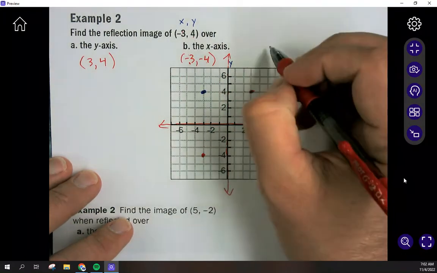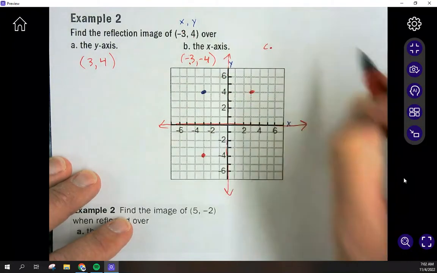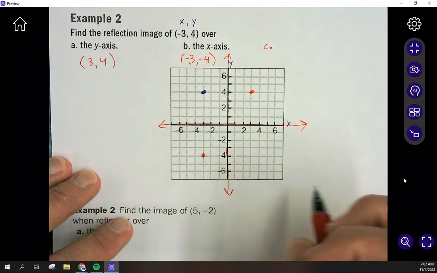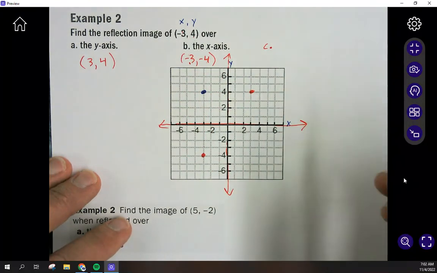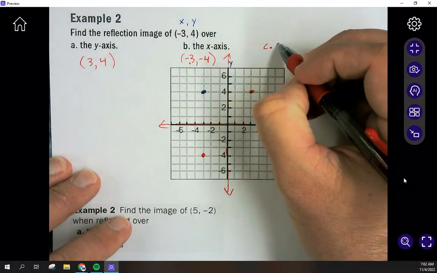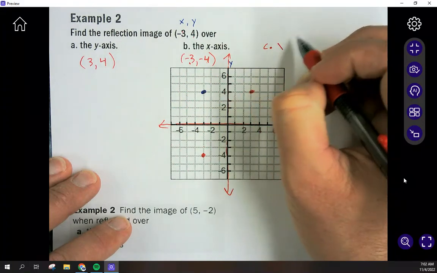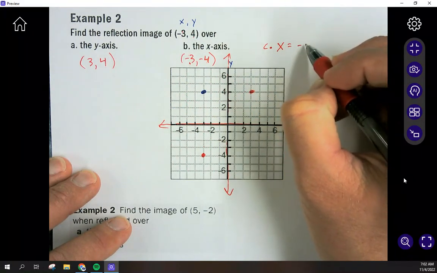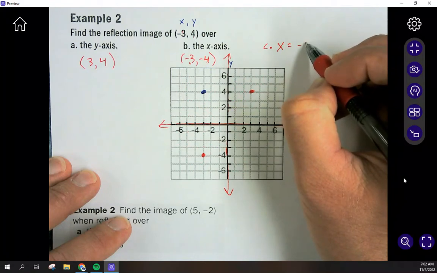Now I want to add one more here because you're going to see it in your work, and this comes up a lot. We're going to reflect it. Now we can reflect it over any lines that we want. So let's actually do a couple here. But first let's just start with x equals -4.